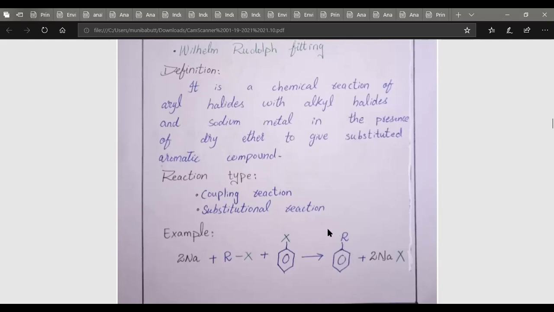This is called a substitution product because the aryl group replaces the halogen atom, and this process is also called a coupling reaction, because when the alkyl group is attached to the aryl group, they form a product of a higher alkane. That's why it is called a coupling reaction: one fragment of hydrocarbon and another fragment of hydrocarbon combine to form a couple.